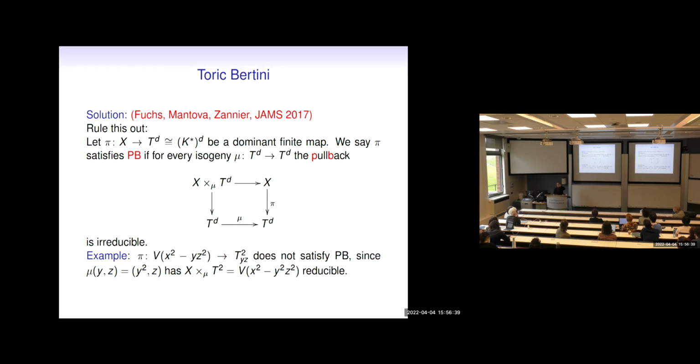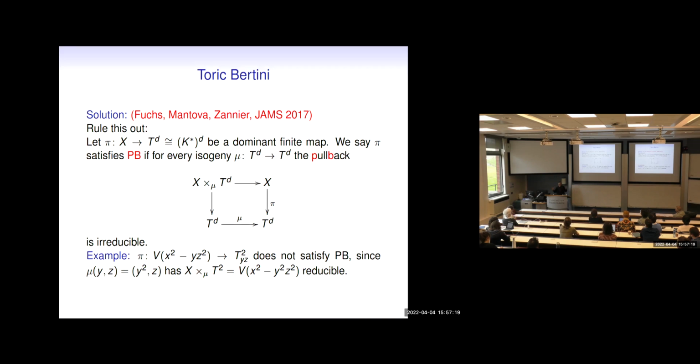For them, this was a corollary of some seemingly unrelated work, which maybe I'll say a few sentences about later. But here's their approach. What they're going to say is, let's not look at all subtori. Let's only look at subtori that show up in the following fashion. If X is d-dimensional, take a dominant finite map down to a d-dimensional torus, and then I'll pull back subtori from that. Those are the only sorts of subtori I'm going to think about.